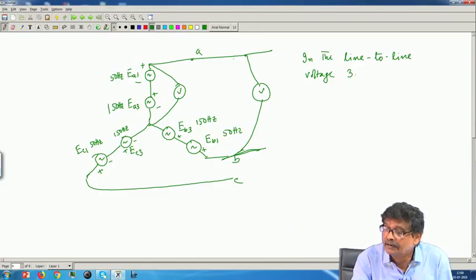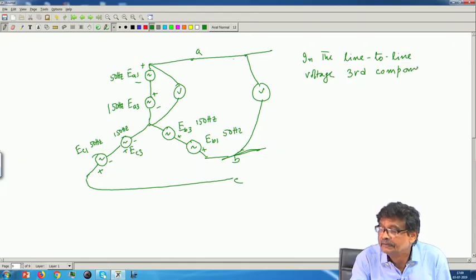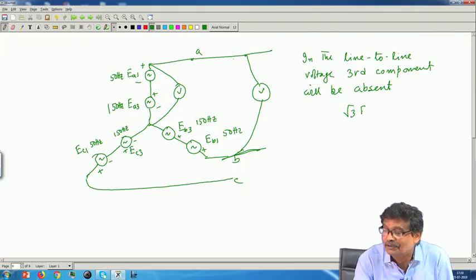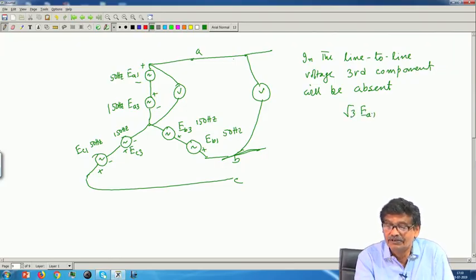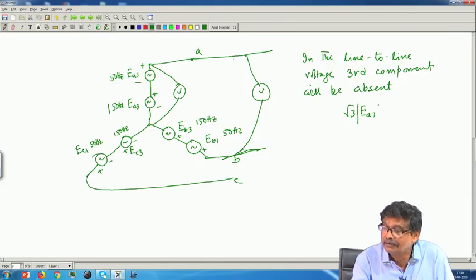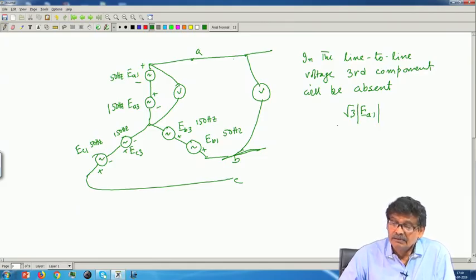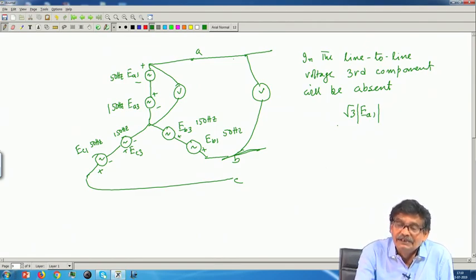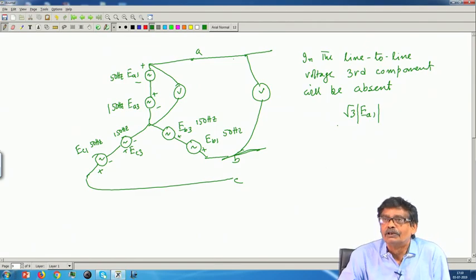third harmonic component will be absent, and here this reading will be root 3 times E A 1, what I am trying to tell, because E A 1 is the RMS value. Therefore, in the line to line voltage only 50 hertz will be there, but across each phase the third harmonic component will be there. Got the point?